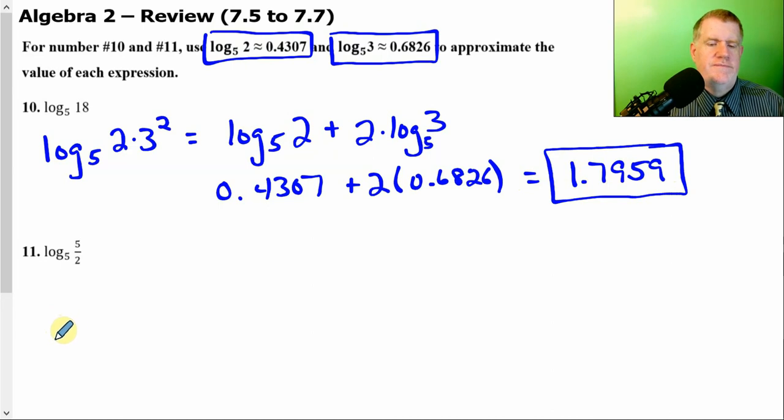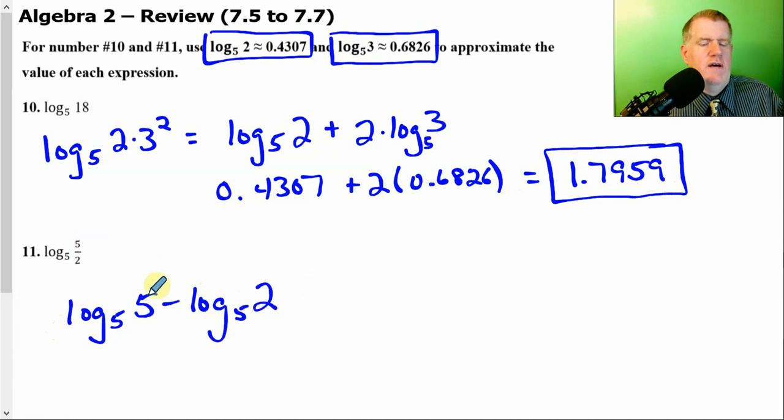All right. So this one, if I'm dividing, that means I'm subtracting the logs. Now I know what you're thinking. Wait a minute, I have a log base 5 of 2 and a log base 5 of 3. I don't have log base 5 of 5. What am I supposed to do?